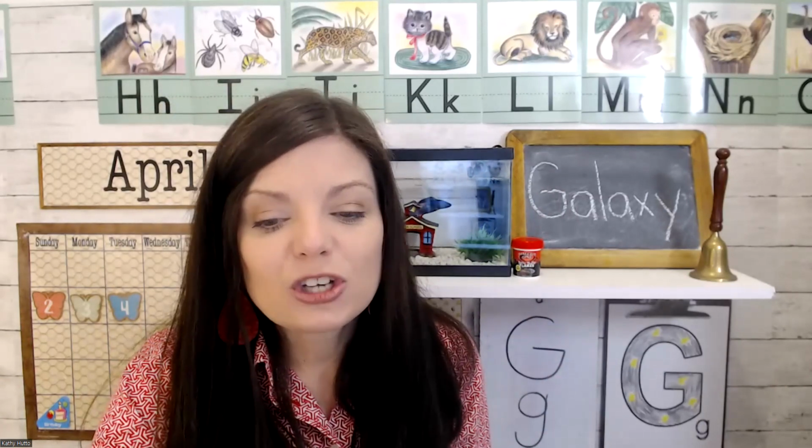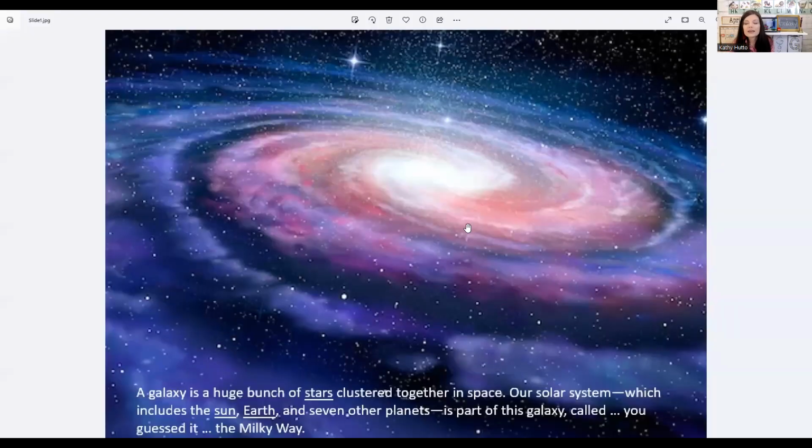Well, today G is for galaxy. Let me show you a picture of the Milky Way galaxy. How beautiful! A galaxy is a huge bunch of stars clustered together in space. Our solar system, which includes the Sun, Earth, and 7 other planets, is part of this galaxy. This galaxy is called the Milky Way.